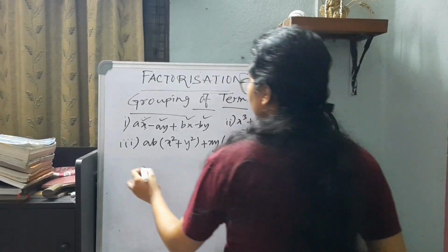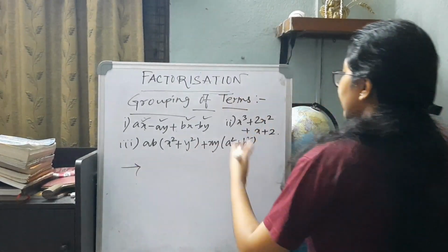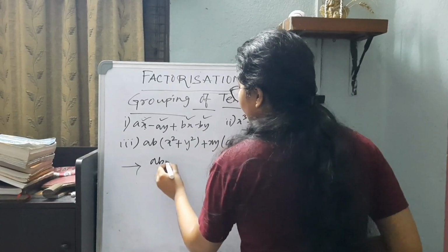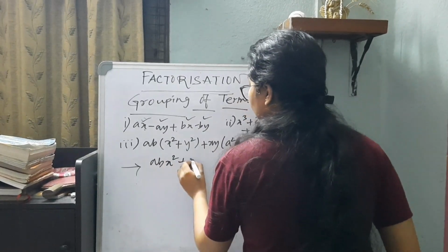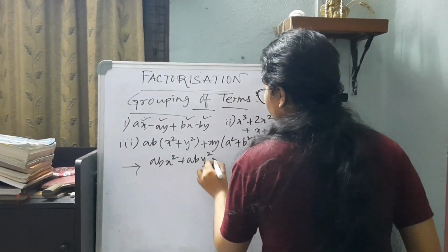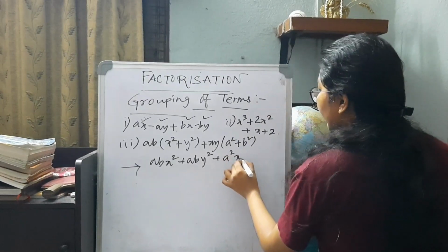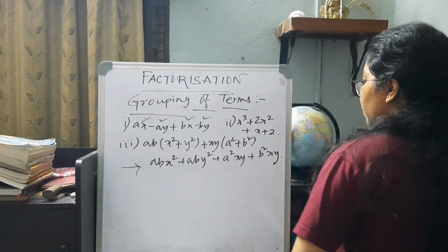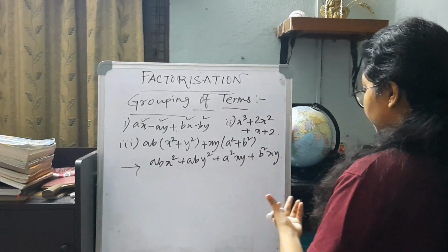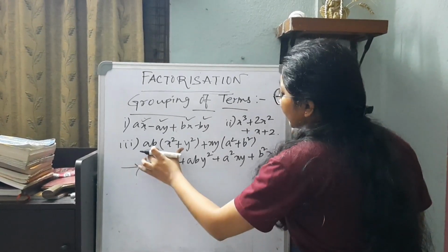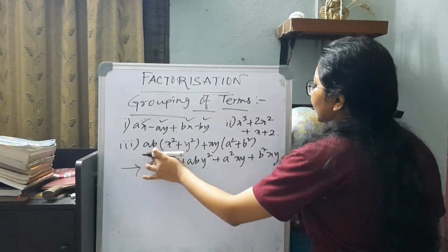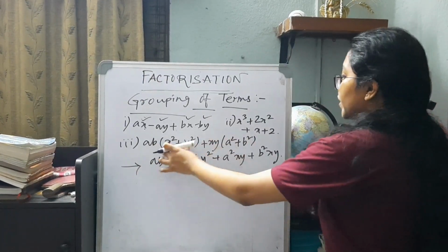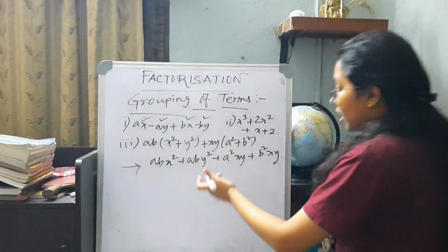As for question number 3, if I multiply these brackets as well, what will I get? ABX square plus ABY square plus A square XY plus B square XY. Now we have to go for the grouping of terms. Because they were already grouped, I can understand that this AB and XY pair will not work because they were not getting grouped. So I have to take the other groups.